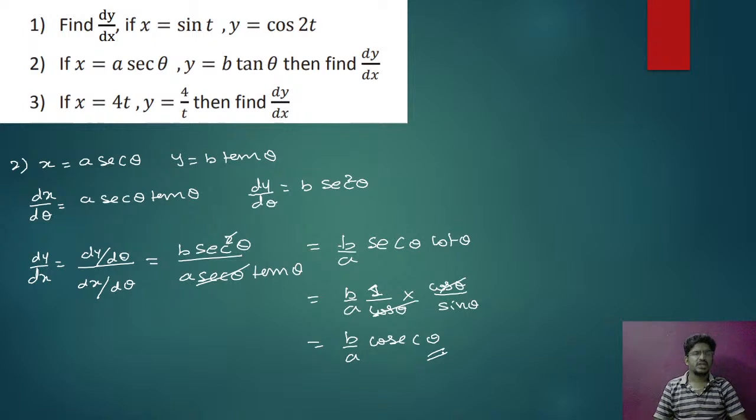So you can just see dy by dx will be equal to dy by d theta divided by dx by d theta. Dy by d theta is b sec theta and dx by d theta is a sec theta into tan theta. You just cancel sec and sec. So next you can write 1 by tan as cot. So sec you replace as 1 by cos and cot you can replace it as cos by sin. So cancel cos and cos. So it will be b by a cosec theta.